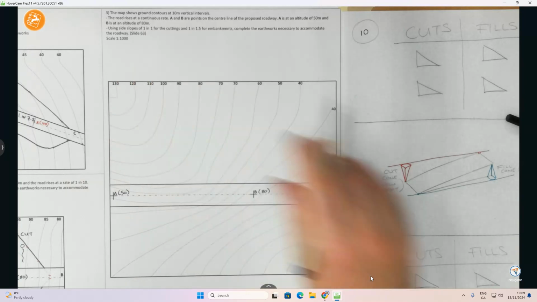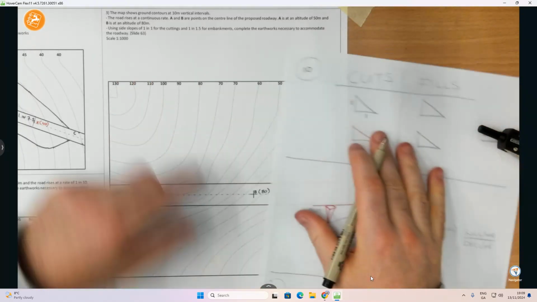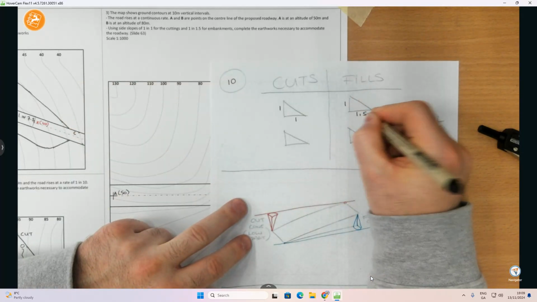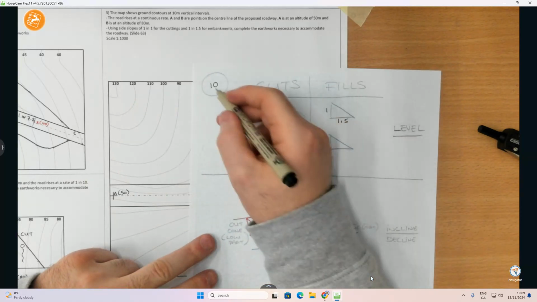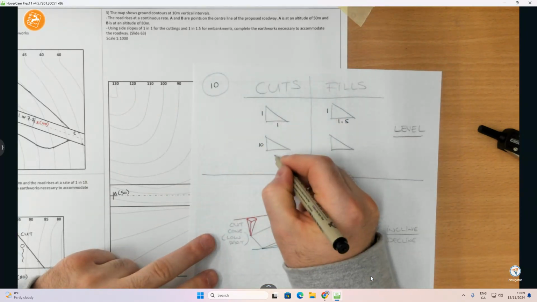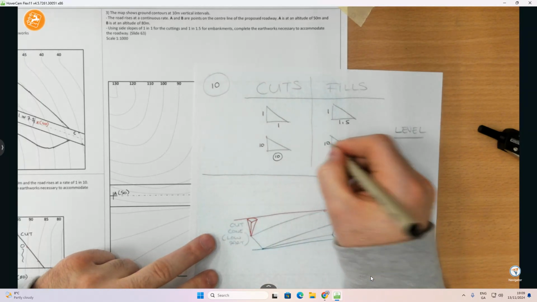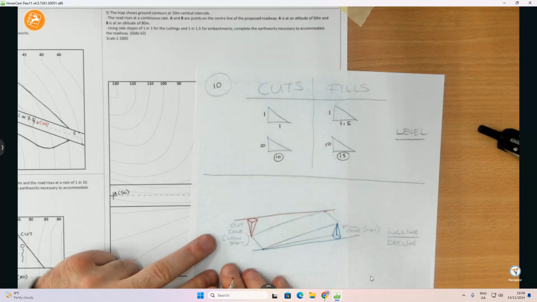Using side slopes of 1 in 1 for cuts, so our cut ratio is 1 is to 1, and 1 in 1.5 for our embankments, which is our fills. Okay, complete the artworks necessary to accommodate the road. So let's do it. 10 times 1 is 10. Anytime we do a cut increment, it's going to be a 10. Anytime we do a fill increment, it's going to be 15. 10 times 1.5 is 15.